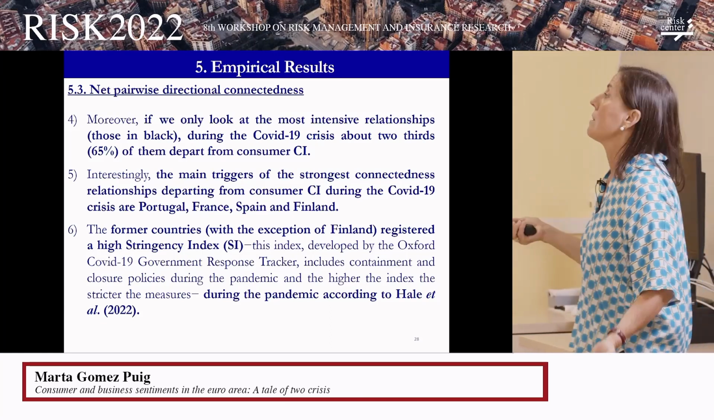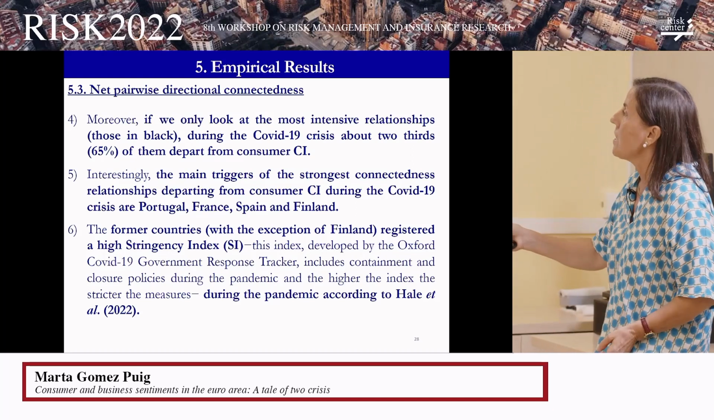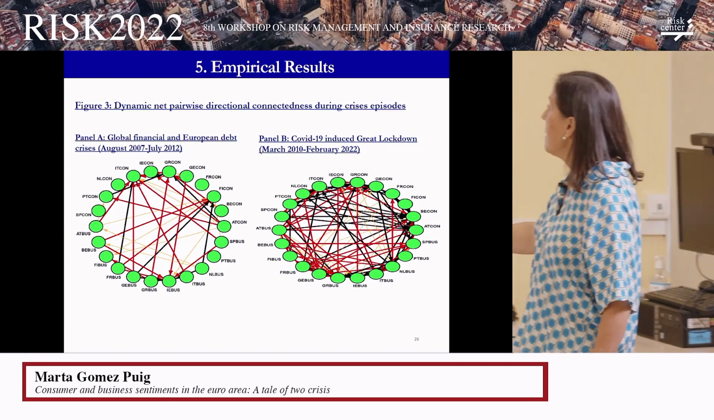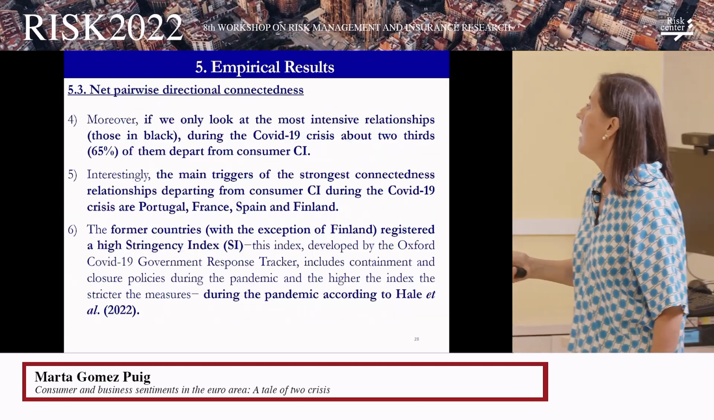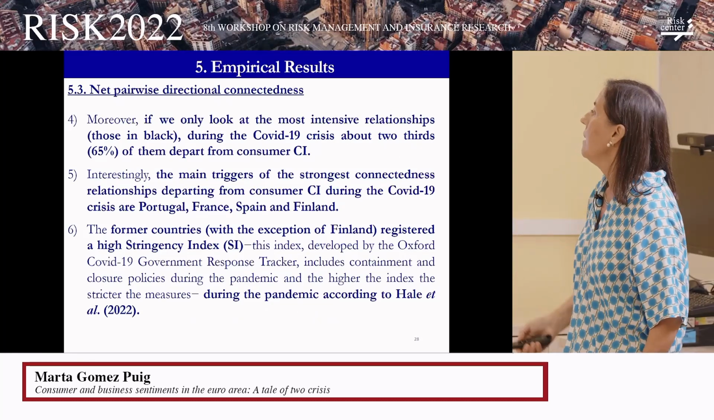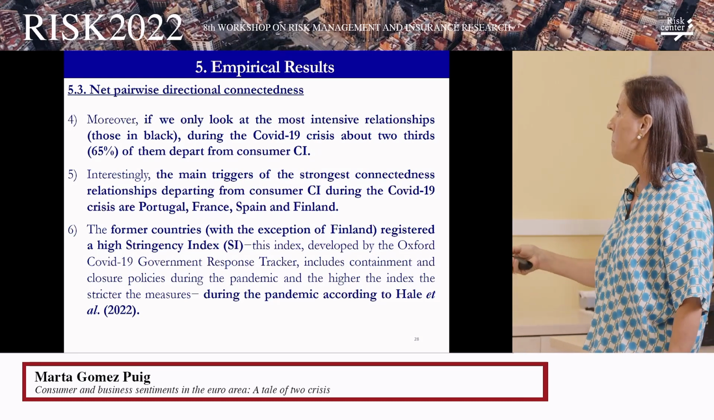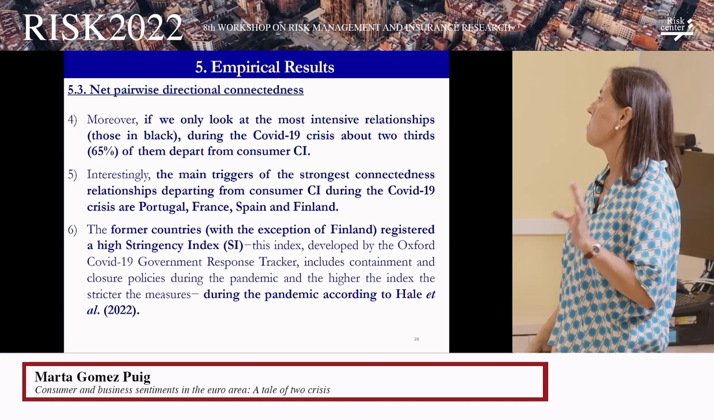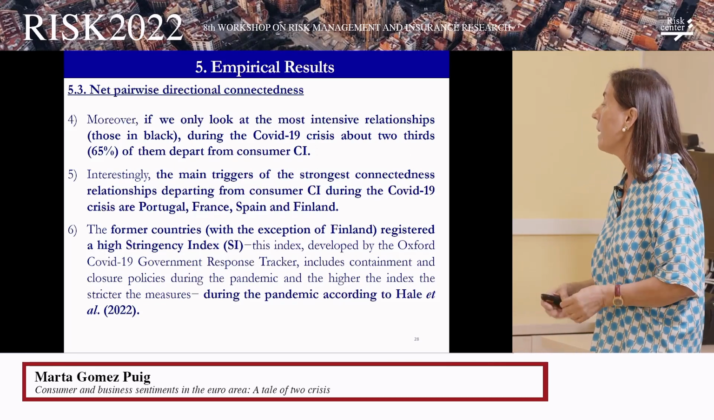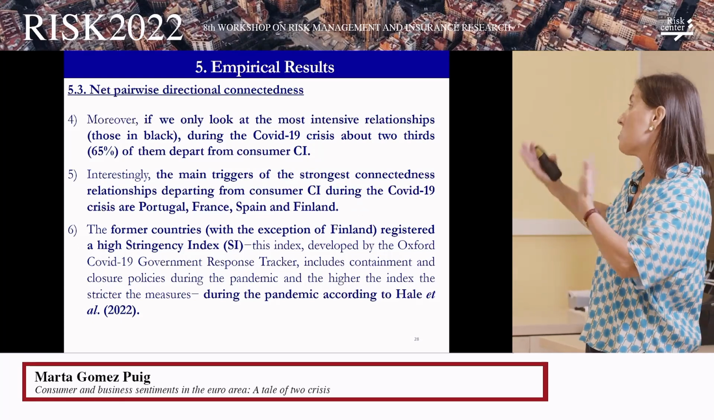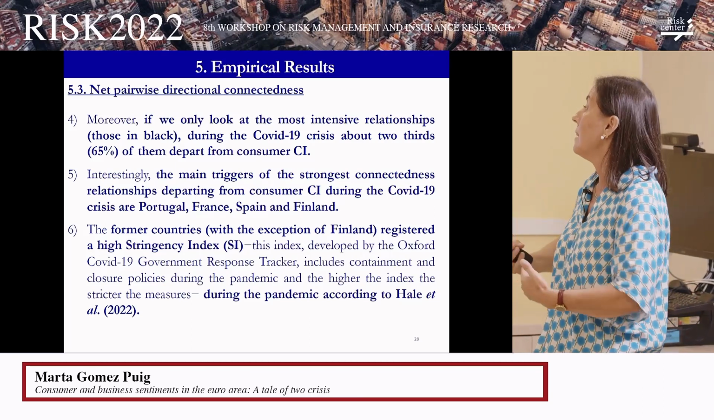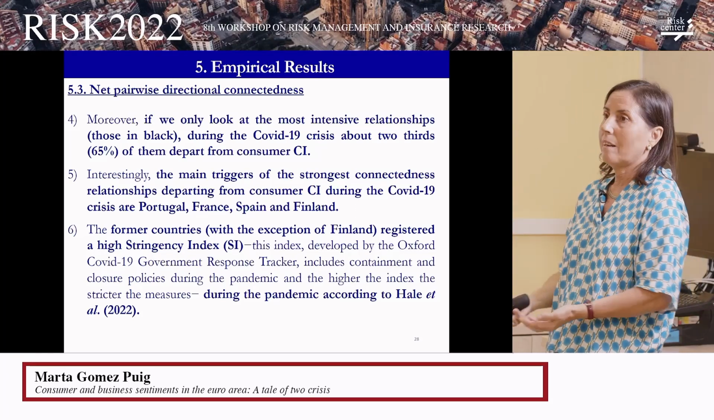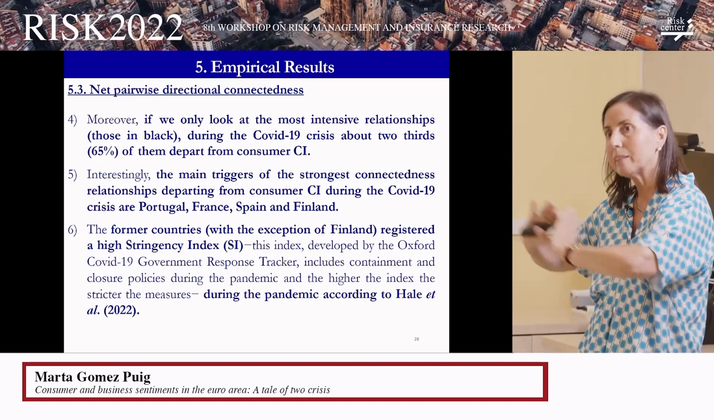And just to finish, a very interesting result is that the main triggers of the strongest connectedness relationships departing from consumer confidence indicators during the COVID-19 crisis are, as we can see in this figure, Portugal, Spain, France, and Finland. And these four countries, with the exception of Finland, registered a high stringency index during the pandemic, according to Hale et al. 2022. This index, developed by the Oxford COVID-19 Government Response Tracker, includes containment and closure policies during the pandemic, and the higher the index, the stricter the measures. So these results suggest that the countries that had the stricter closure policies, such as Portugal, France, and Spain, registered a higher decline in their consumer confidence that was transmitted to the rest of the countries.